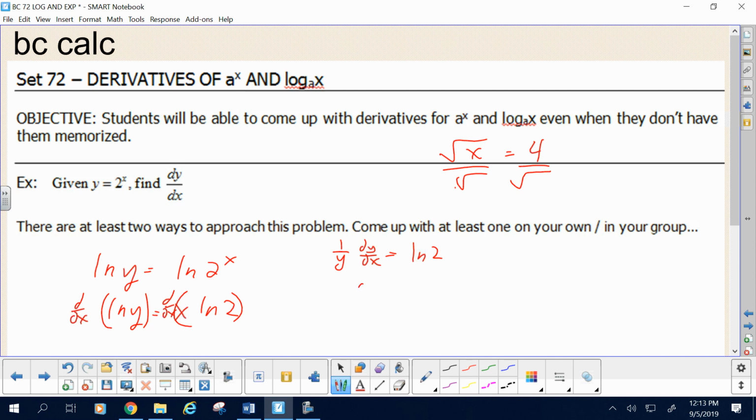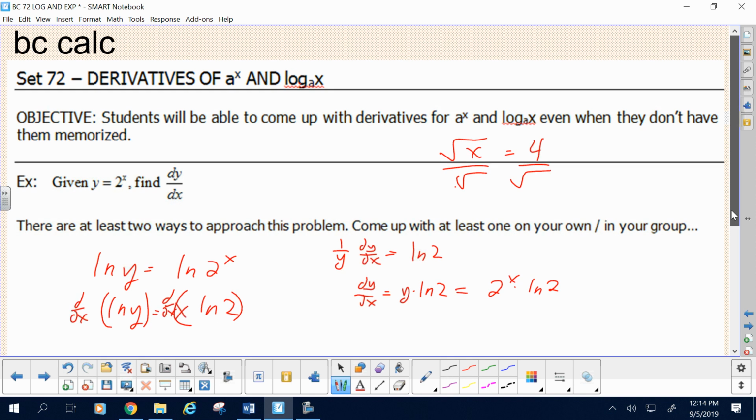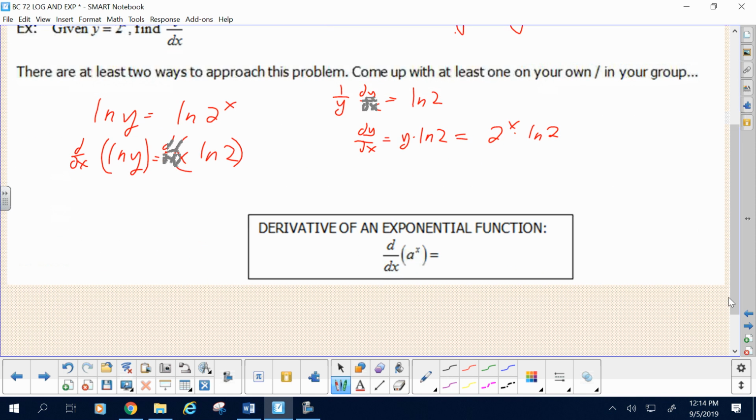Now what do I do? Multiply by y. Now, yesterday we talked about how if the original problem is in x terms, then the derivative should probably be in x terms. So we can't leave it there. We're going to put in place of y, 2 to the x. Natural log of 2 to the x, natural log of 2, or whatever order you want to write it in. Boom.